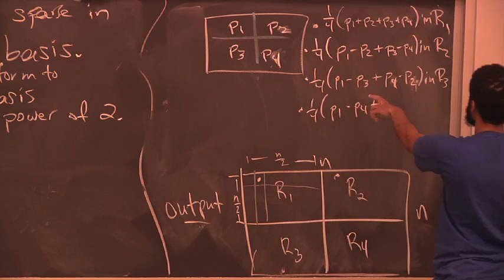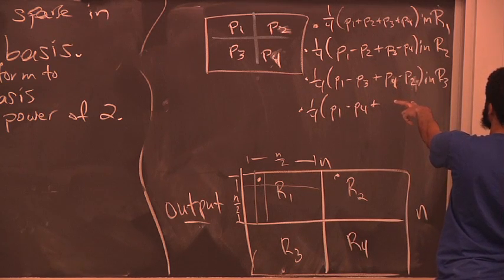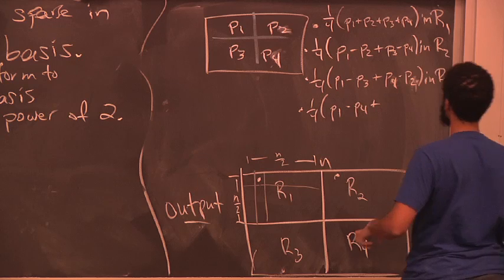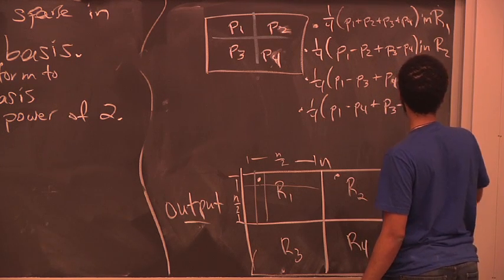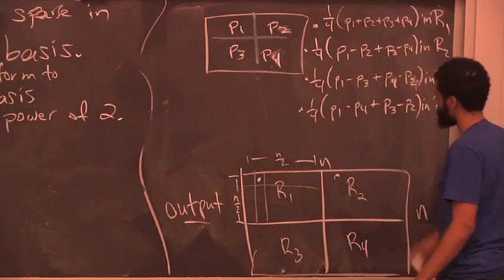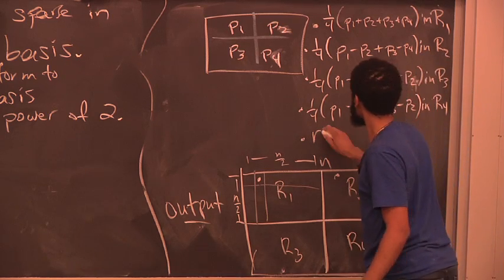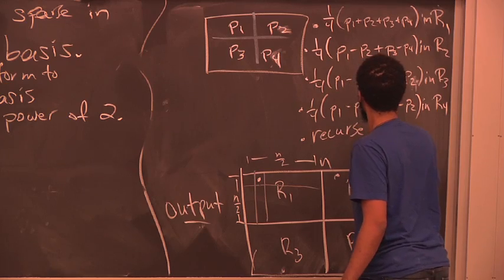So which guys got minus? P2, P4, P3, P2. So P1, P4, P2. I think that covers all the cases in R4. And then recurse on R1.